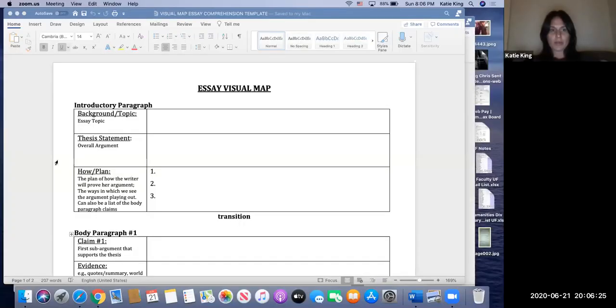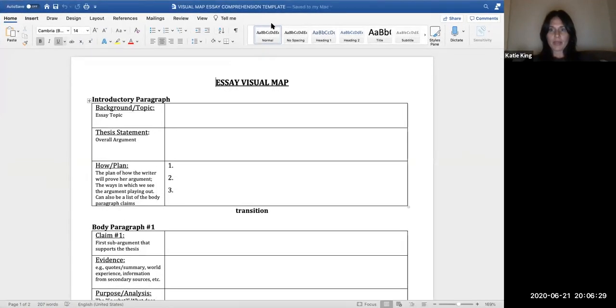So I'm going to switch to a share screen so that you can see what this template looks like. It's also up on our class page as a Word document. So if you ever want to access it, it's right there. Let me go to the visual map and I'll make it a larger page so that you can see exactly what I'm doing.